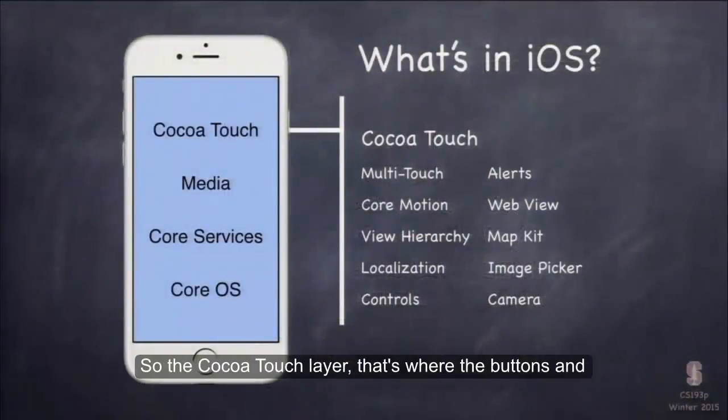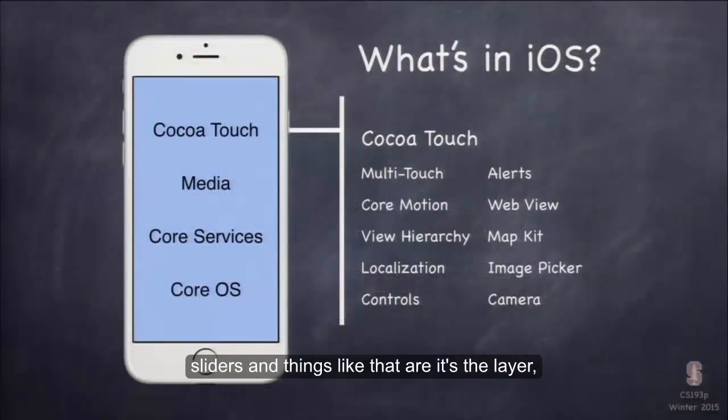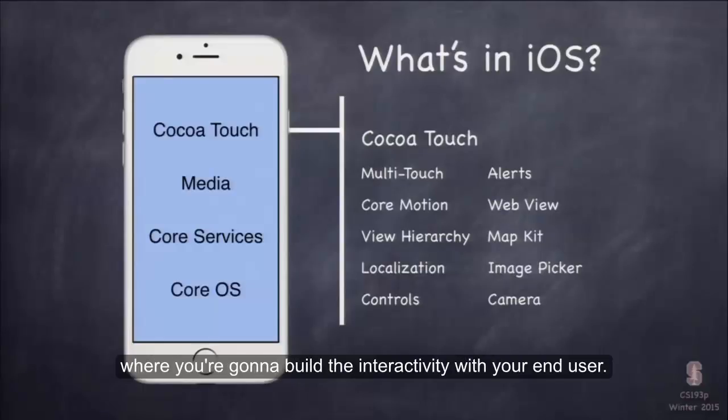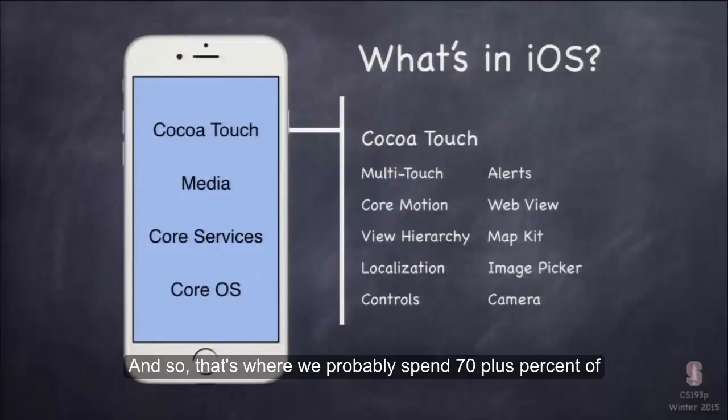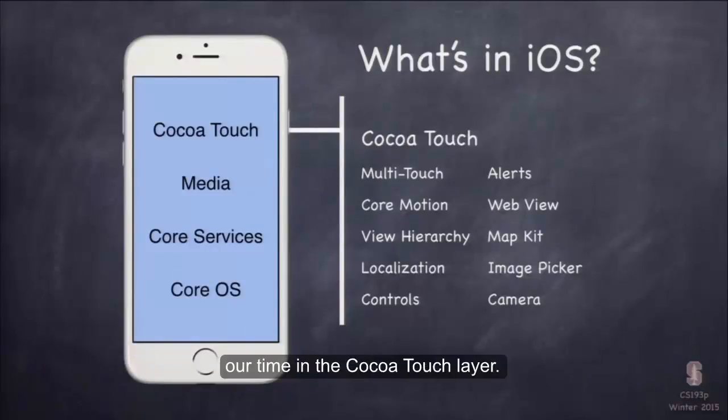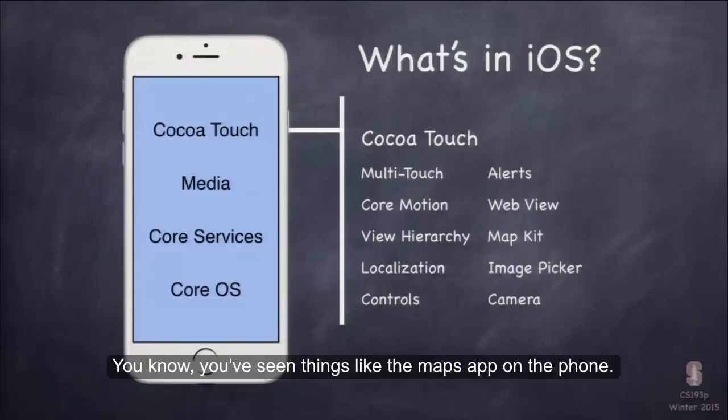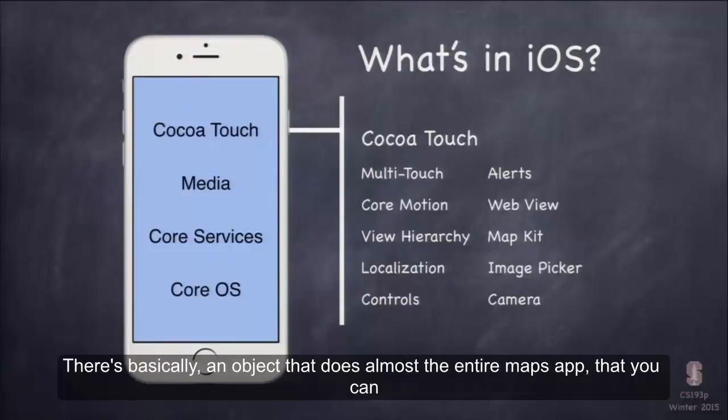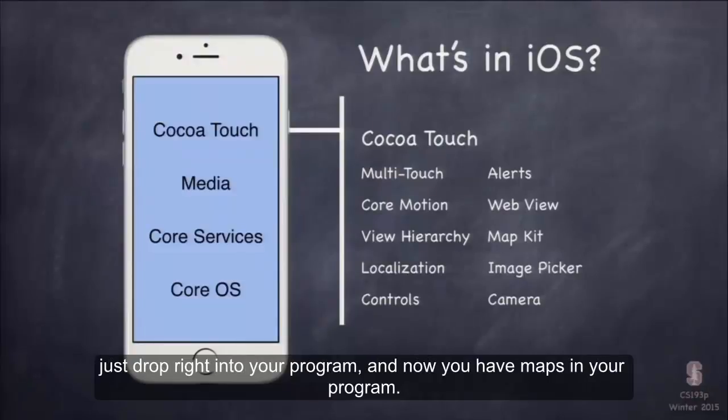So the Cocoa Touch layer, that's where the buttons and sliders and things like that are. This is the layer where you're going to build the interactivity with your end user, and so we probably spend 70+% of our time in the Cocoa Touch layer. And this is a very powerful layer. You've seen things like the Maps app on the phone. There's basically an object that does almost the entire Maps app that you can just drop right into your program. Now you have Maps in your program.